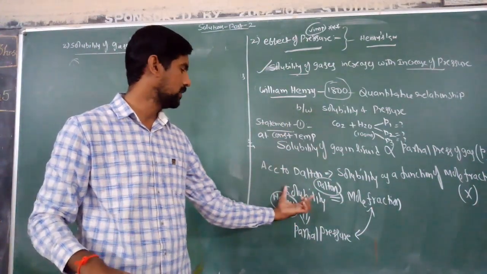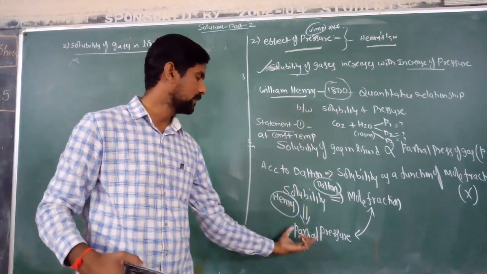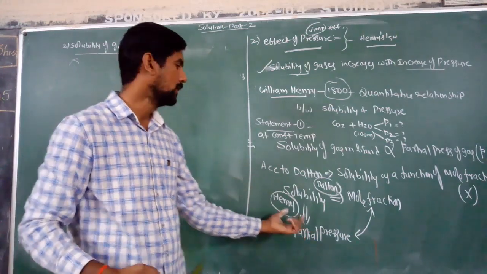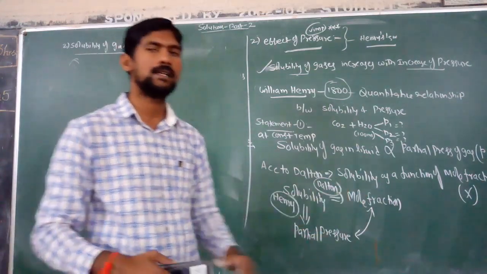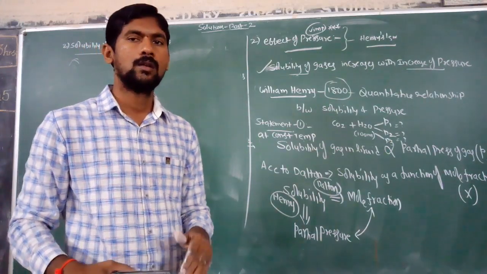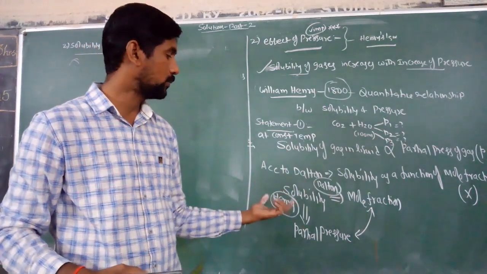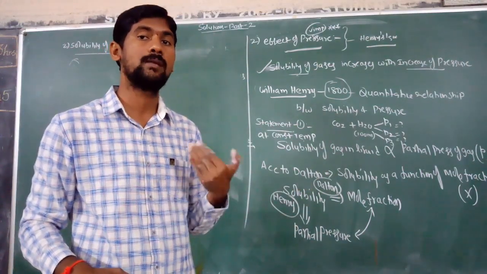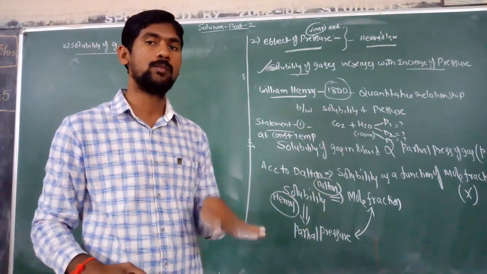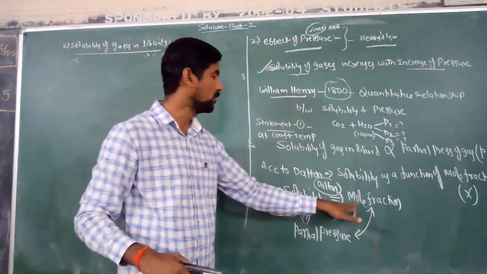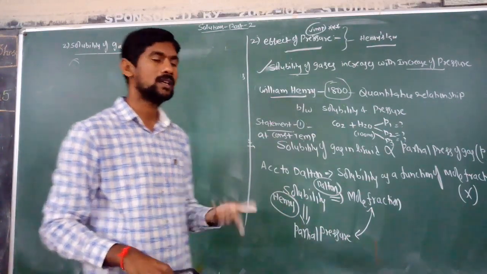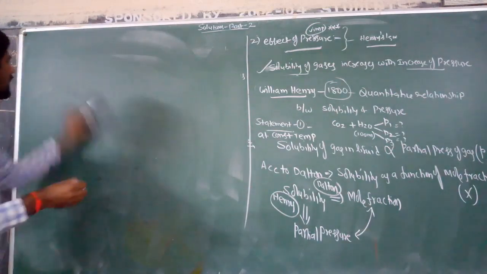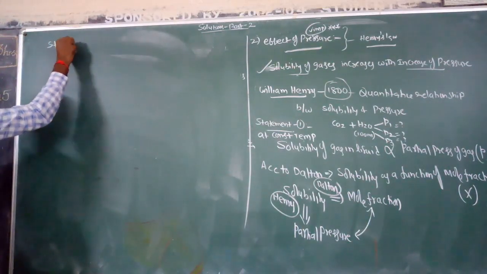According to Henry, solubility of a gas in a liquid is directly proportional to the pressure of the gas over the solution, or the partial pressure of the gas. According to Dalton, solubility is measured in terms of mole fraction. Therefore, we can relate partial pressure and mole fraction. For determining solubility, the amount of gas dissolved in water is measured in terms of mole fraction. Therefore, we can relate both mole fraction and partial pressure of the gas, and we can change the statement of Henry's law.